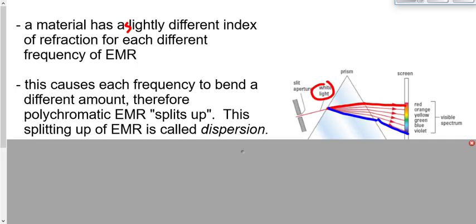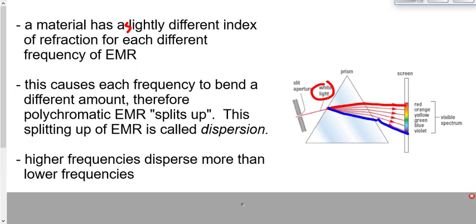The album cover shows red light refracting the least, violet light refracting the most. Picture the diagram. Don't memorize that violet light produces a higher index of refraction. Picture the diagram. Violet light has bent more, therefore there must be a higher index of refraction for violet than for red. We said a minute ago higher frequencies disperse more than lower frequencies, but again, I'm suggesting you picture the diagram as opposed to memorizing that statement.